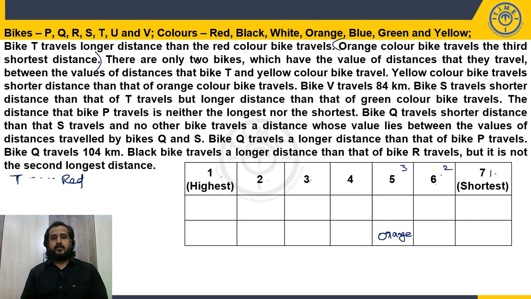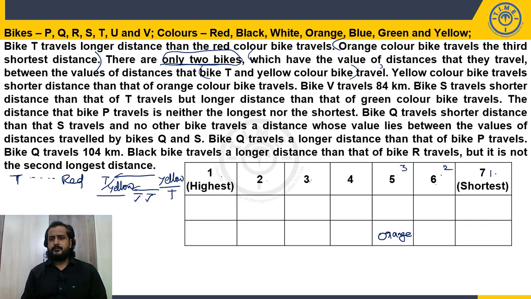Orange. Next, there are only two bikes which have the values of distance that they travel between the values of distances that bike T and yellow color bike travel. So, between T and yellow color bike, how many bikes are there? Two bikes. T or yellow, two gaps, yellow or T. So, T may be before yellow or yellow may be before T in the arrangement. But between these two, only two bikes are there, and these bikes have traveled certain distance.